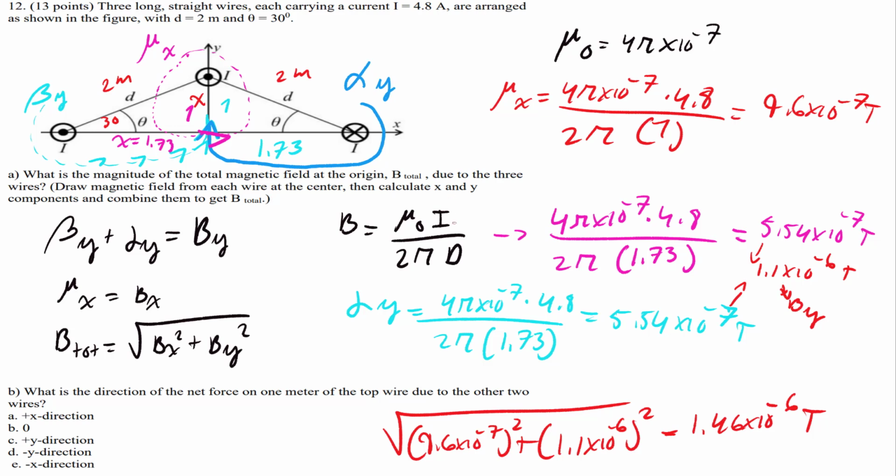But now we have to solve for part B. What is the direction of the net force on mu sub x? That's what it means by 1 meter on top of the wire. It's just referring to this guy, that's 1 meter. And frankly, that is true because we said that this is 1 meter over there. Okay, so what is the direction of the force due to the other two wires?